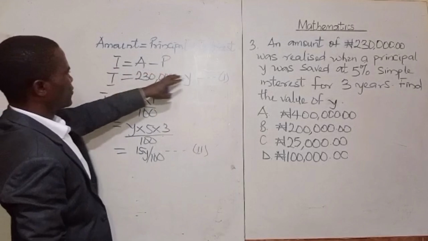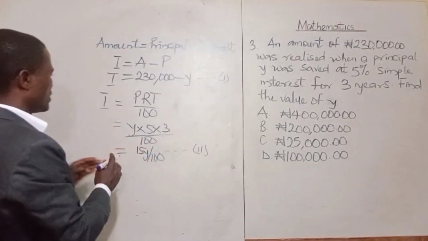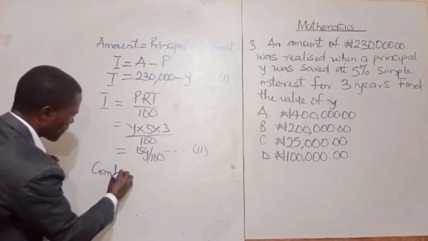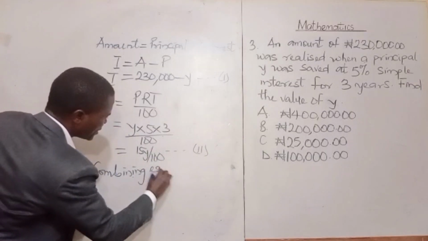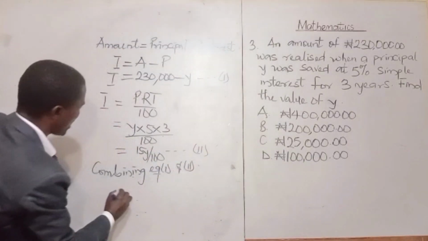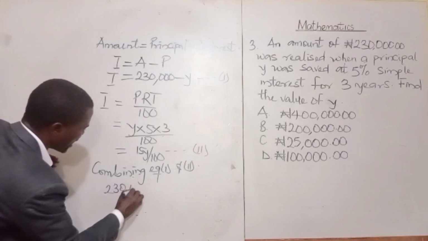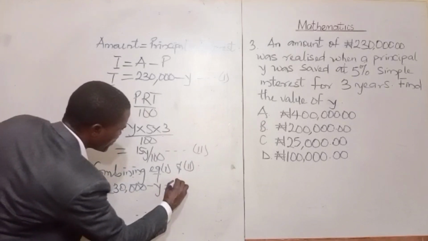Equation 1 forms this, equation 2 forms this. When we combine both equations, that is combining 1 and 2, we're going to have 230,000 minus Y is equal to 15Y over 100.